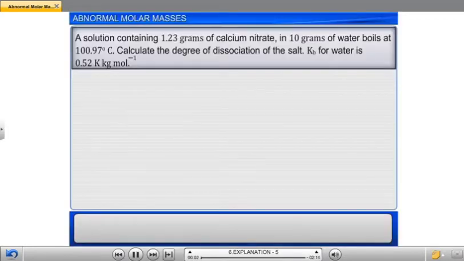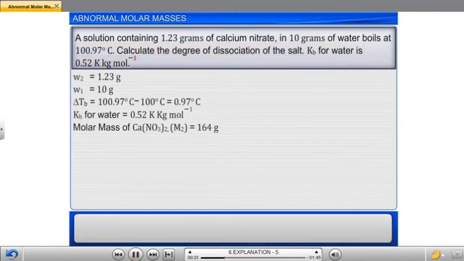Let us now solve a numerical problem based on the dissociation property of the solute. A solution containing 1.23 grams of calcium nitrate in 10 grams of water boils at 100.97 degrees centigrade. Calculate the degree of dissociation of the salt. Kb for water is 0.52 Kelvin kilogram per mole.